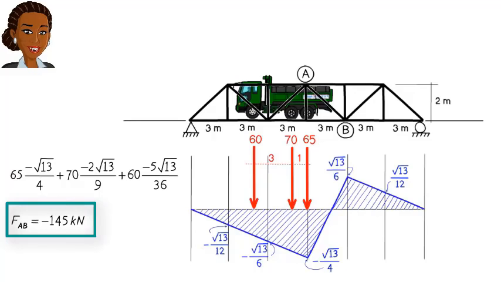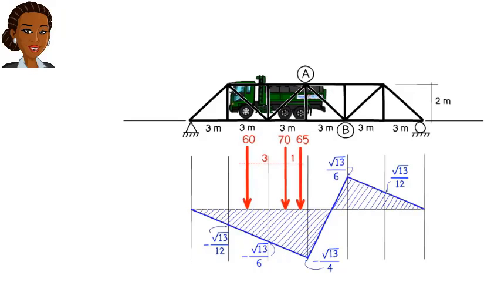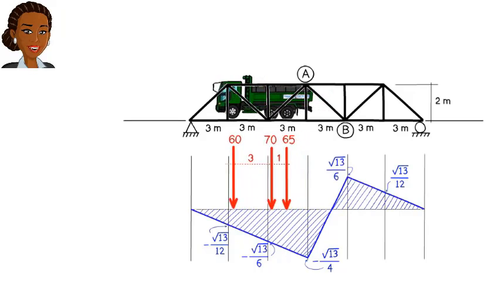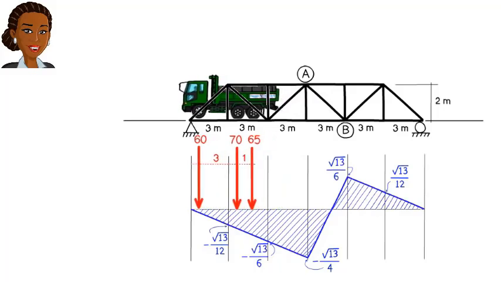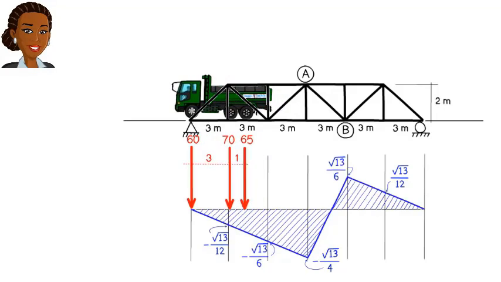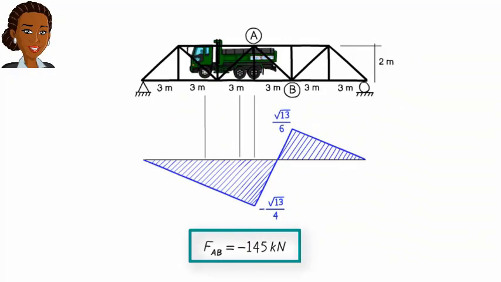As the truck moves forward like this, we can deduce that the axial force in AB becomes smaller and smaller, since the influence line values associated with the load series become smaller and smaller in magnitude. Therefore, we can safely conclude that the largest compressive force in AB is 145 kilonewtons. This force develops when the truck is in this direction and location.